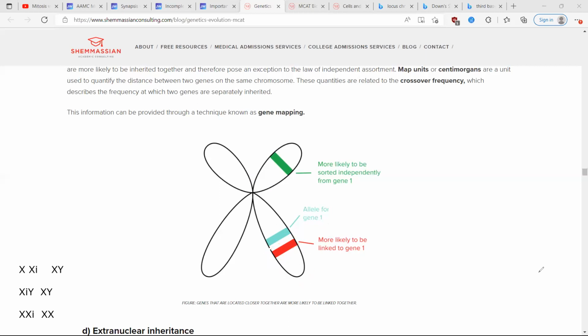If the knife to recombine lands up here, they're still linked. If the knife lands over here, they're still linked. Only can the knife land in this one exact spot to unlink it. This is highly unlikely. That's basically the point. So basically, the closer that genes are, we consider them linked. And we can actually measure this.